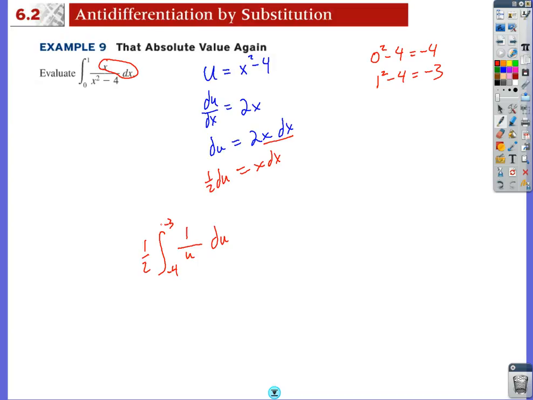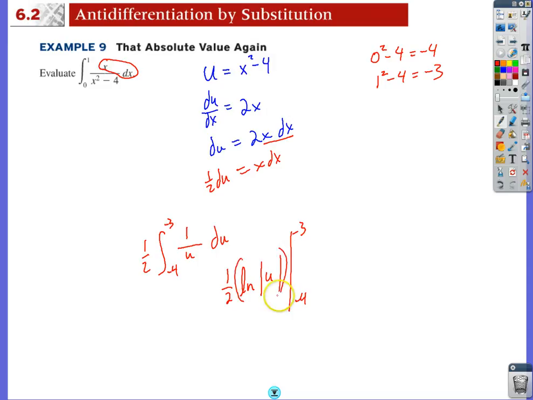So now I go ahead and take the antiderivative. When I do that, I start thinking, what function when I take the derivative gives me 1 over u? Again, hopefully in your head, natural log of u. Notice the absolute values. They have to be there. Have to. So I'm going to evaluate this from -4 to -3. And I go ahead and put my numbers in there.